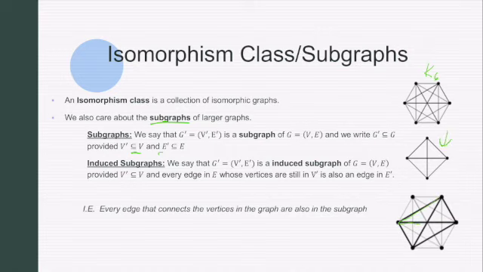We also say that G prime equals V prime is an induced subgraph, provided V prime is contained in E, and for every edge whose vertices are in V prime, it's also an edge in E prime. So this is induced. I.e., what does that mean? Every edge that connects the vertices in the graph is also in the subgraph. So this is connected. Every vertices that connect these edges in the subgraph is also connected.